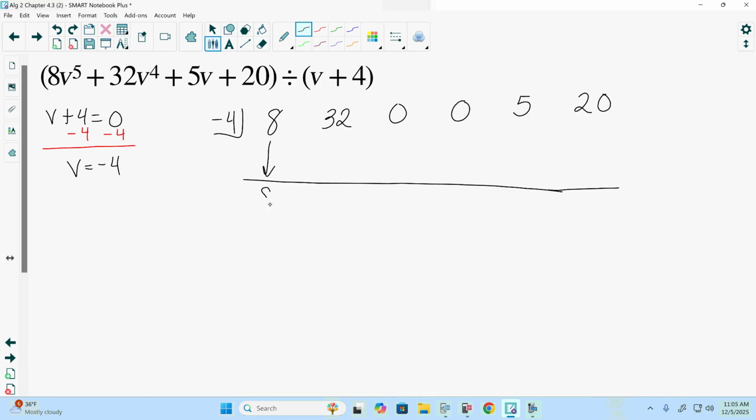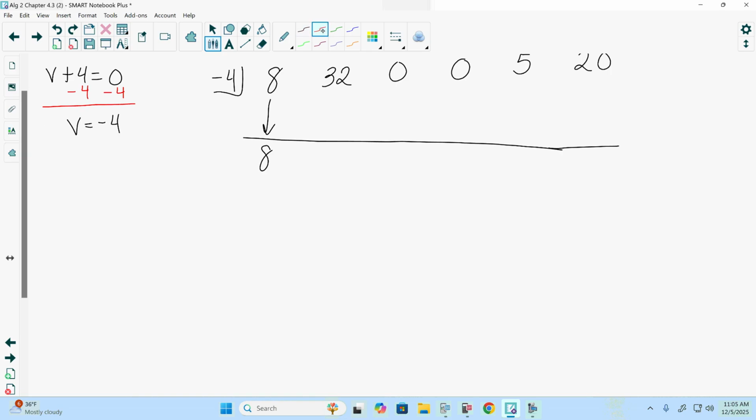First step is to bring down the 8. Yes? And then we're going to multiply our negative 4 and 8. We get negative 32. And we take the negative 32 and put it under the next number above the line. Then we add straight down. 32 plus negative 32 is indeed 0.